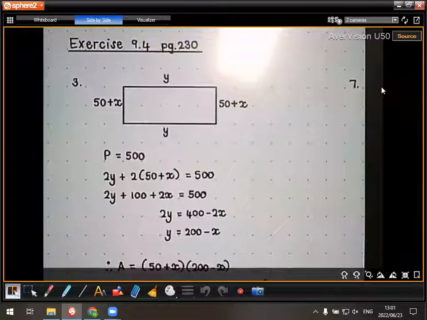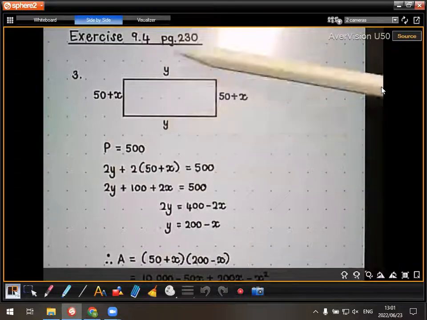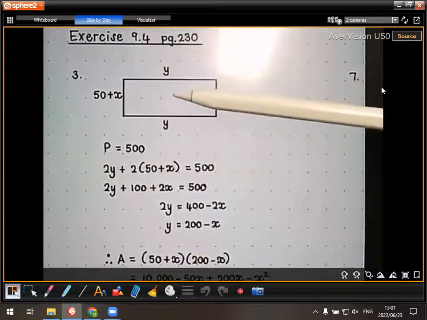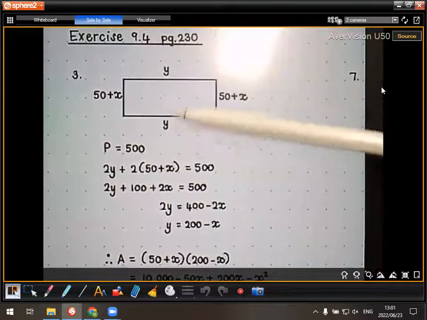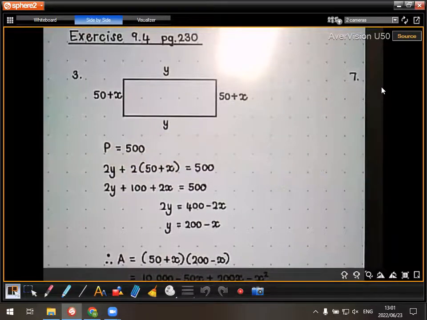Okay, guys, number 3. I think most of you started working on the... All right, so for number 3, they said that you have a rectangle, one side is 50 plus x. They didn't tell us anything on the other side. So I just made that equal to y. You didn't have to, but I'll tell you now what I did after that. But they did tell us that the perimeter was 500.